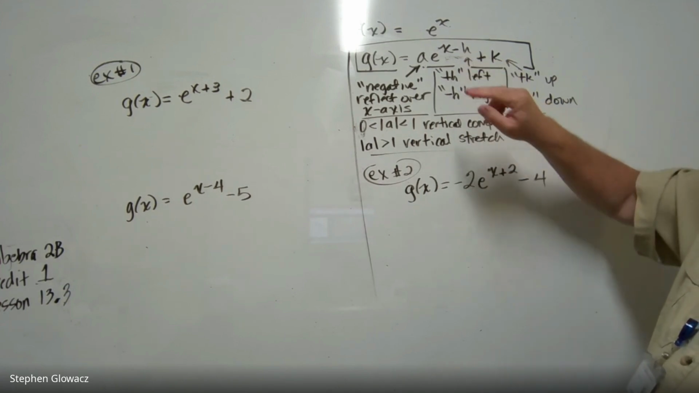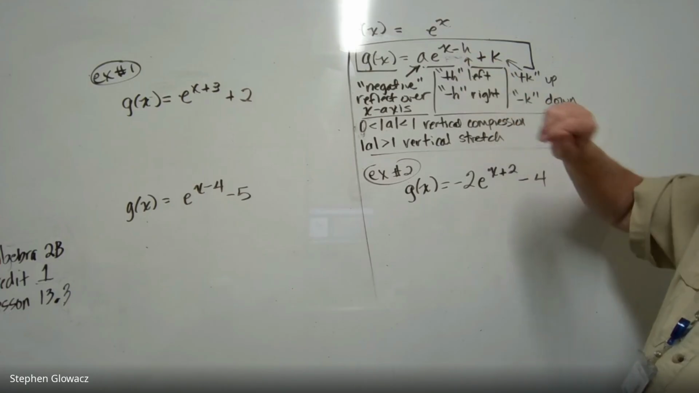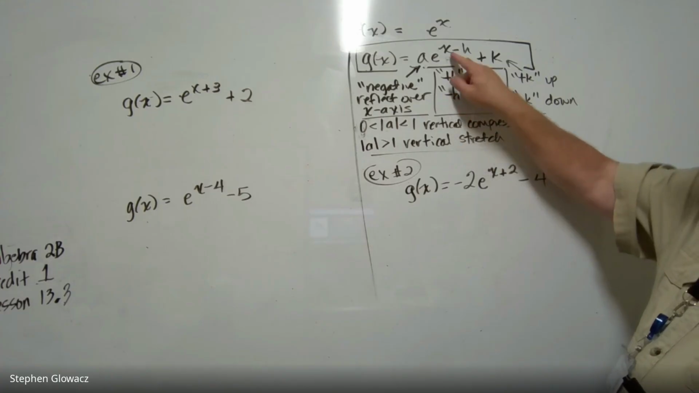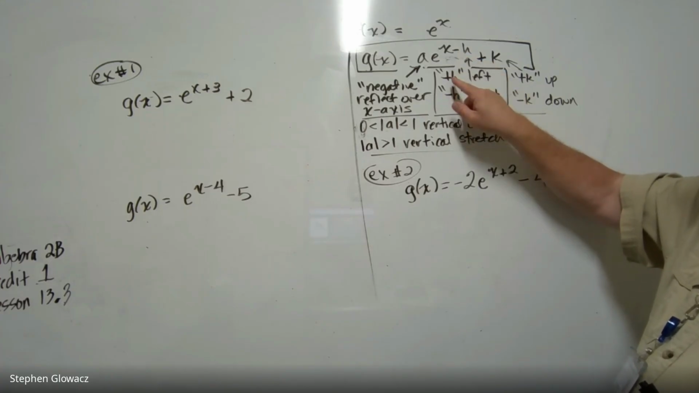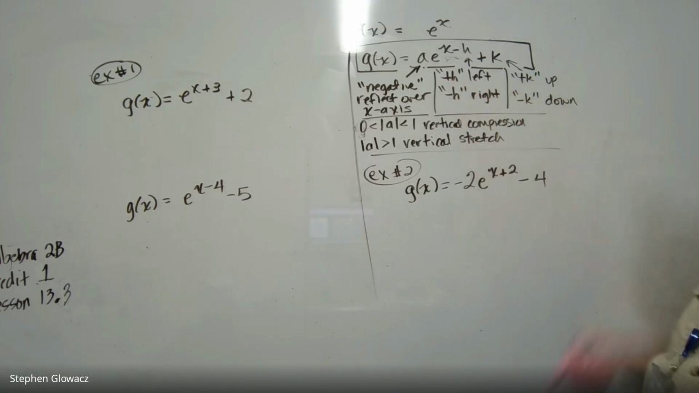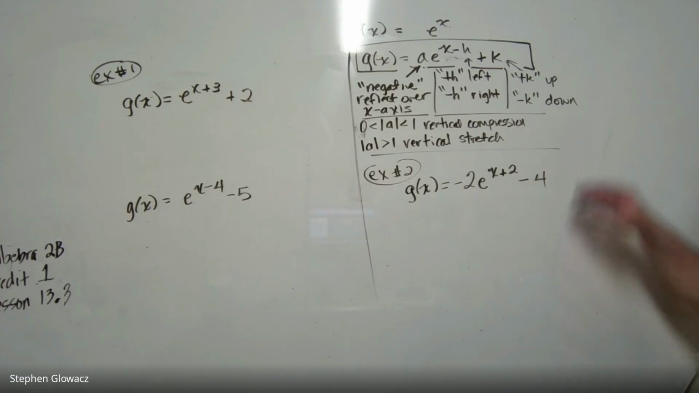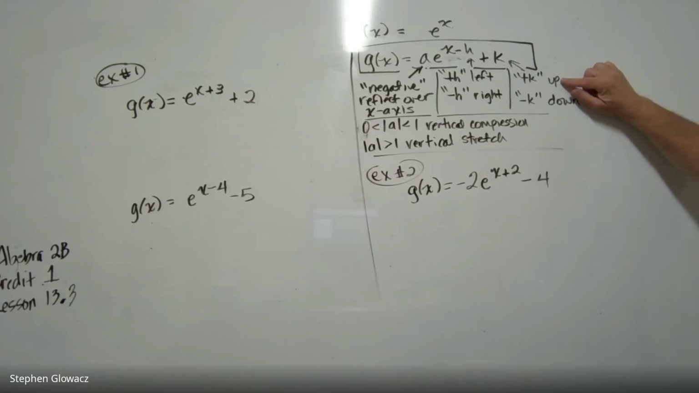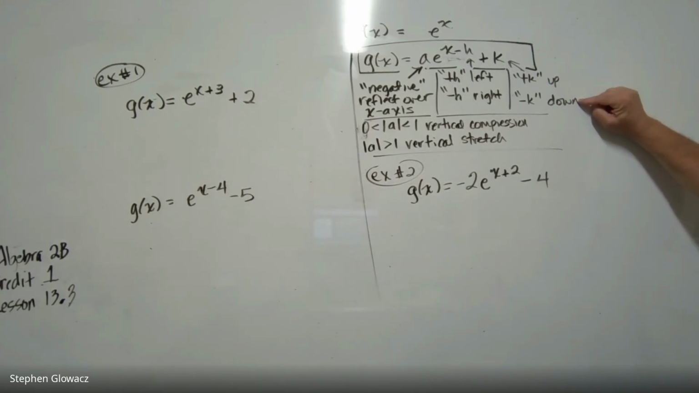Also, remember that h, we have minus h, so that is the one that's counterintuitive. If the number in the function is positive, or plus h, it's going to move us to the left, minus h will move us to the right. Finally, k is the nice one. It does what you expect. Plus k moves us up, minus k moves us down.